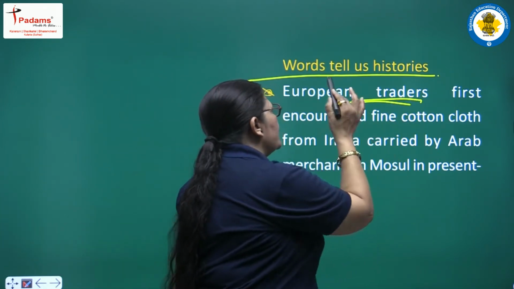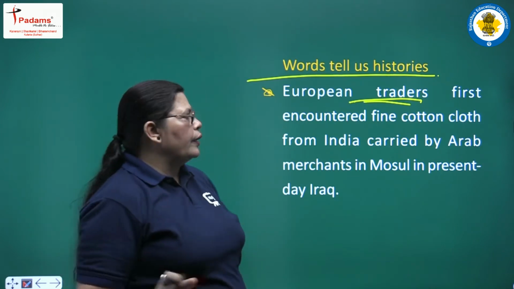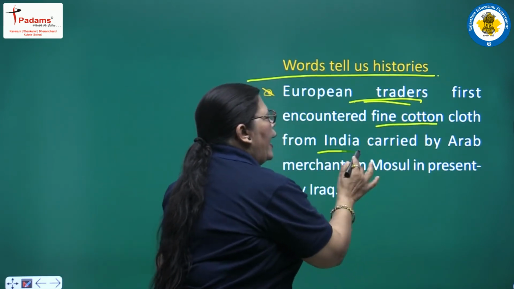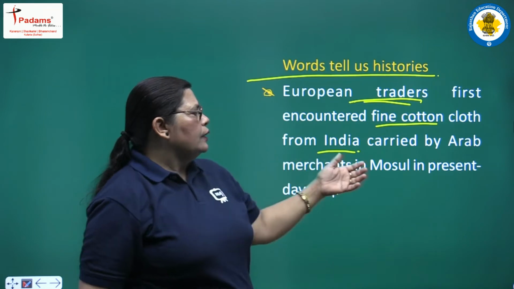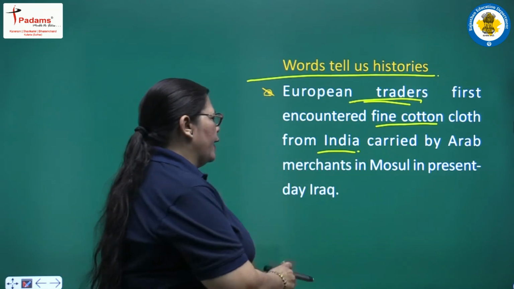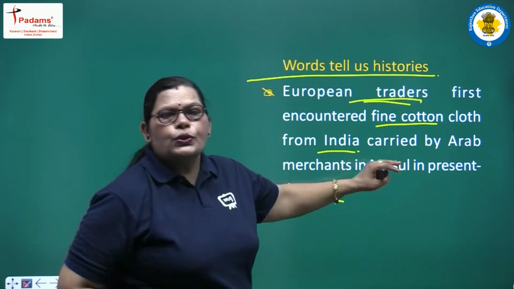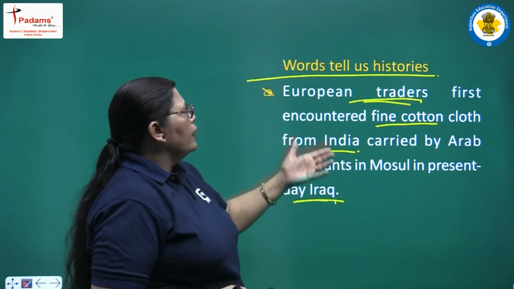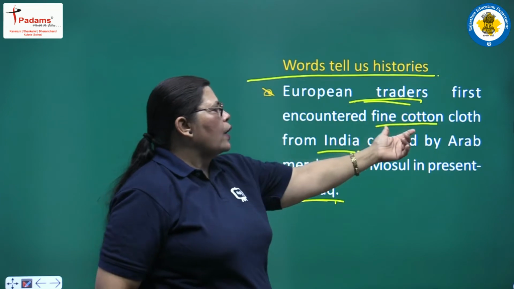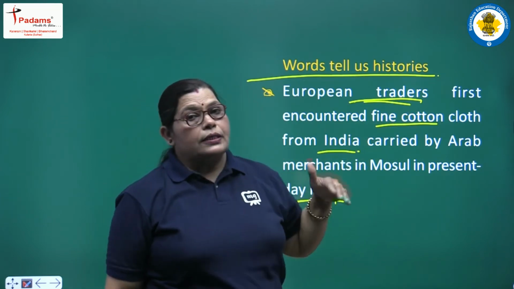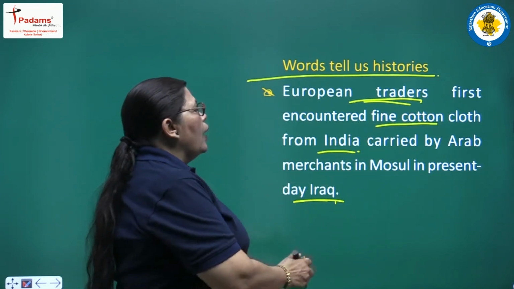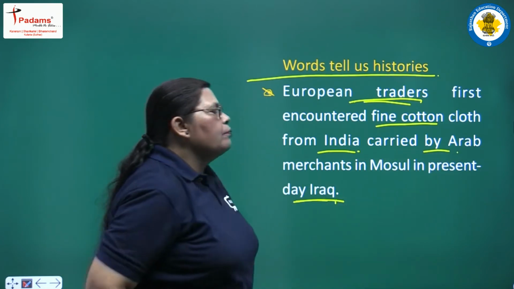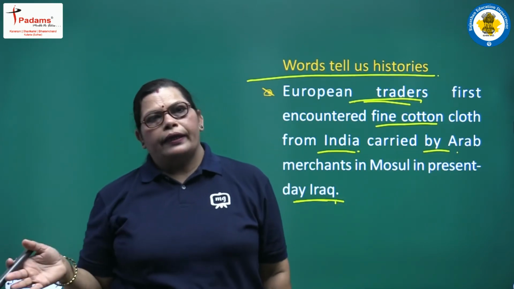European traders first encountered fine cotton cloth from India carried by Arab merchants in Mosul in present Iraq. Where is this Mosul, students? Mosul is in present Iraq, and European traders encountered our fine cloth. Yes, India's fine cloth, carried by Arab merchants in Mosul in present Iraq.